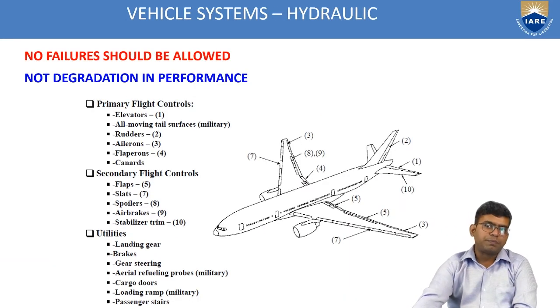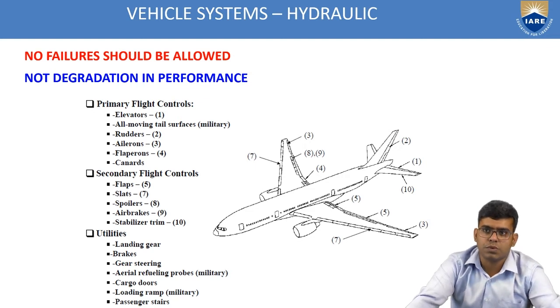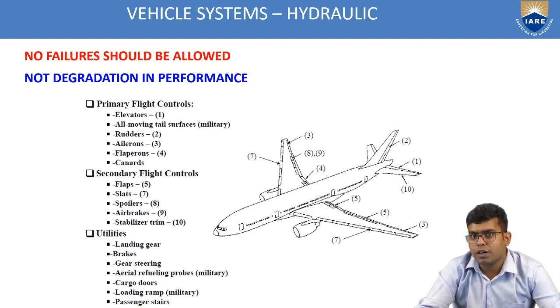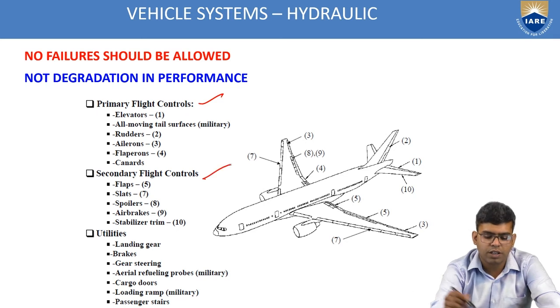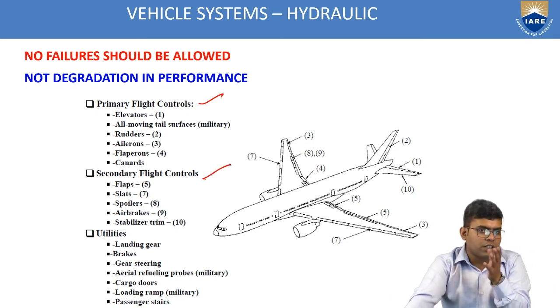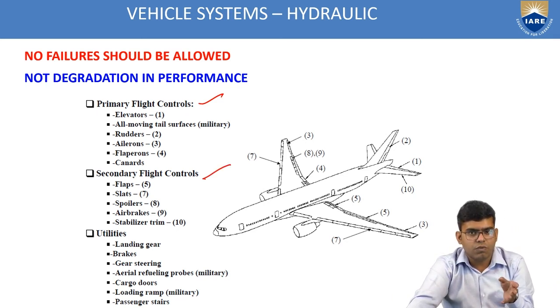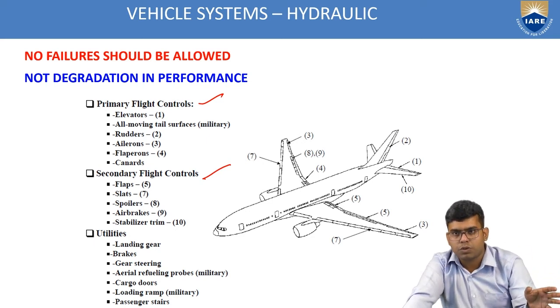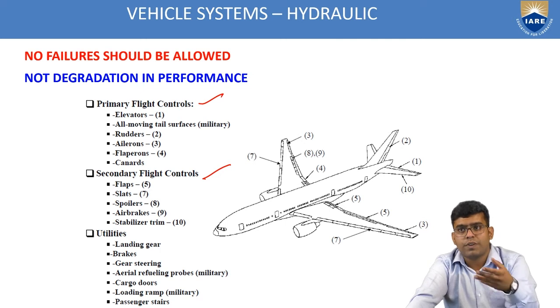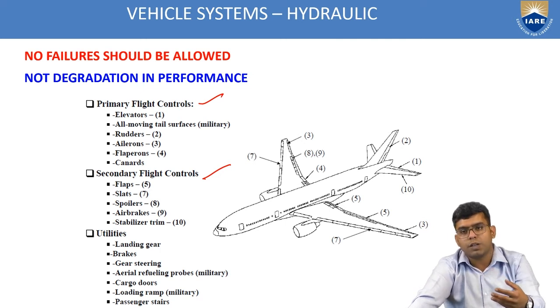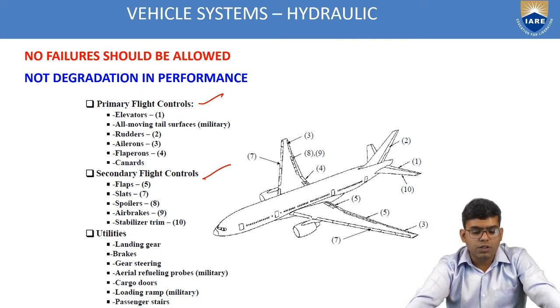The next subsystem is hydraulic subsystems. I've noted in red that no fuel use should be allowed for hydraulic subsystems because hydraulic subsystems are the ones which control the primary flight controls and the secondary flight controls. When we were discussing the flight control systems, we had seen what the primary and secondary control systems are. So I'm not going to touch these, but I'm going to give a perspective from the hydraulic subsystem point of view. And I have also written that there should be no degradation in performance.